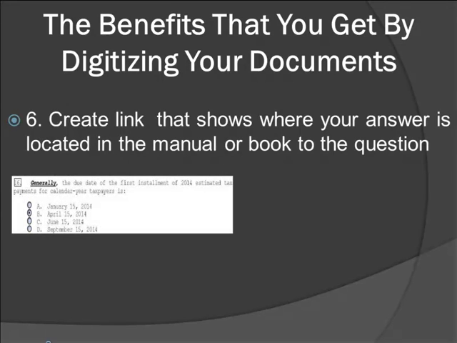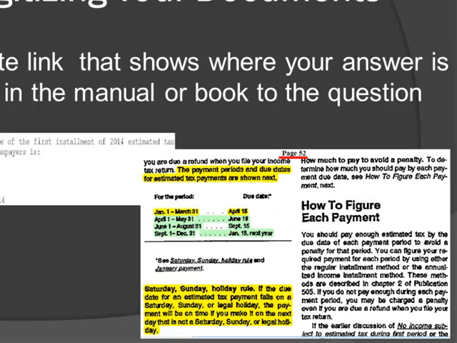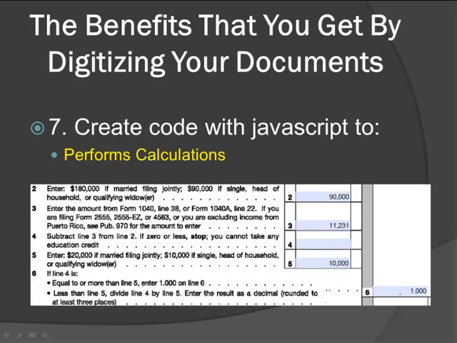You can create links that show you where your answer is located in the manual or book to the question. For instance, you would click on this right here, and it would take you to page 52, which will give you the answer to this question, which is April 15, 2014, and you see down here, April 15.